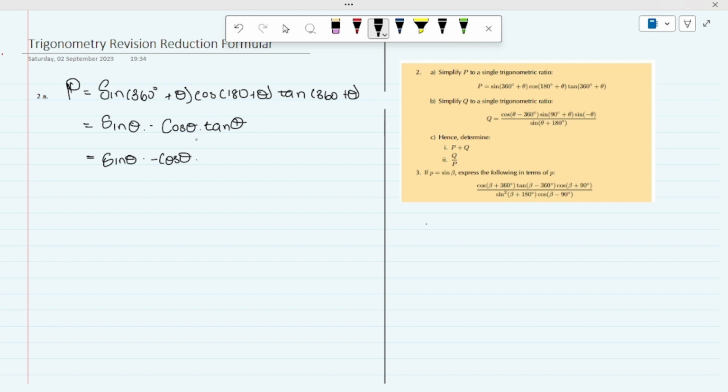Alright, so we have simplified it so it's sine theta multiplied by minus cos theta and multiplied by tan theta. Now tan theta we need to simplify, so it's gonna be sine theta over cos theta basically. Right, so now this is the numerator and this is the denominator, so these two are gonna cancel each other out. You're gonna be left with minus 1. So sine multiplied by sine is gonna be minus sine squared theta basically for our a.